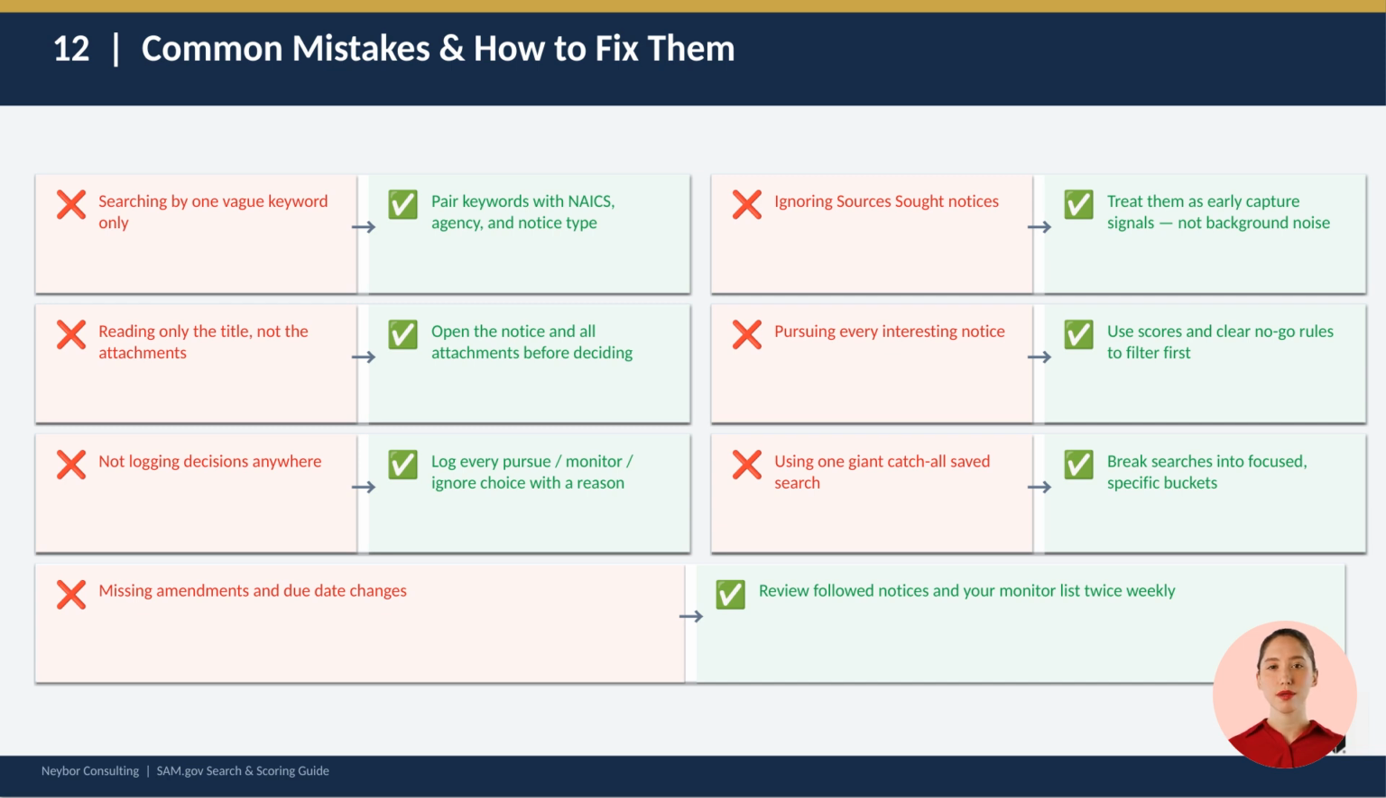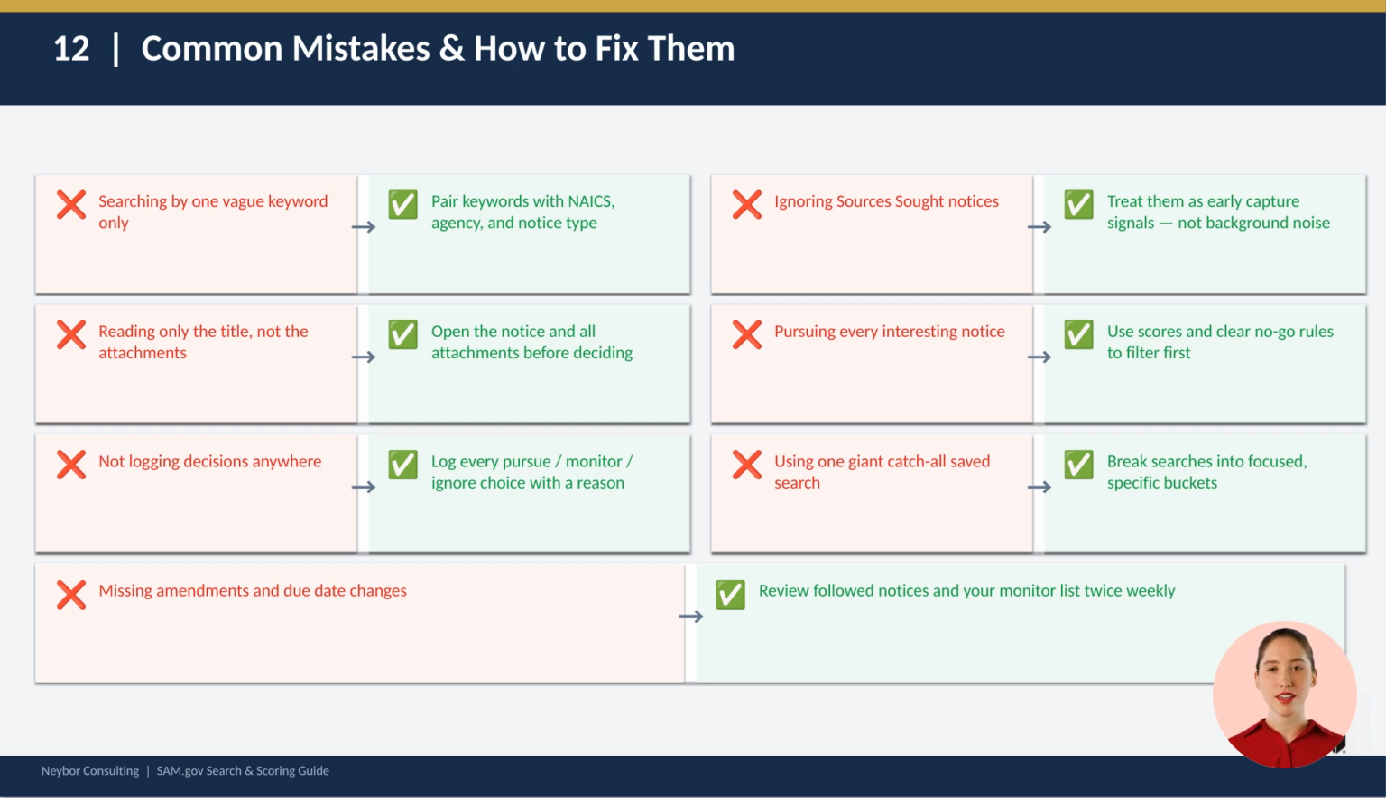These are the 7 most common mistakes we see teams make, and exactly how to fix each one. Search with one vague keyword. Fix it by pairing keywords with NAICS and agency. Ignore sources sought. Fix it by treating them as early capture signals. Read only the title. Fix it by always opening the attachments.